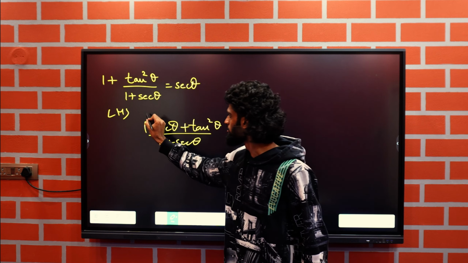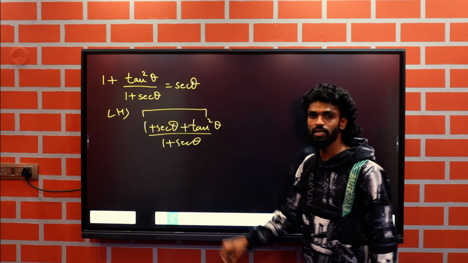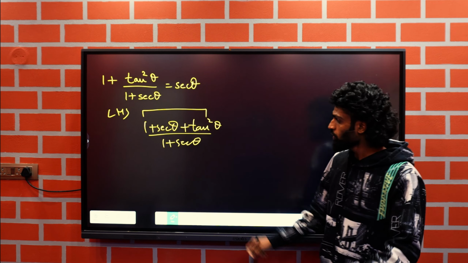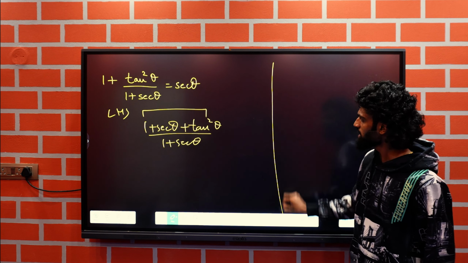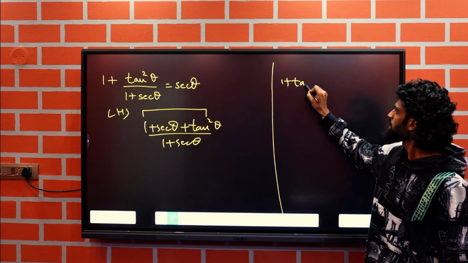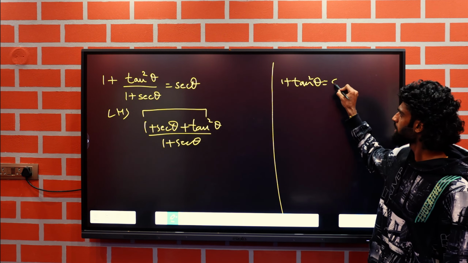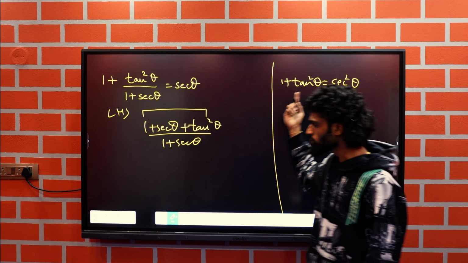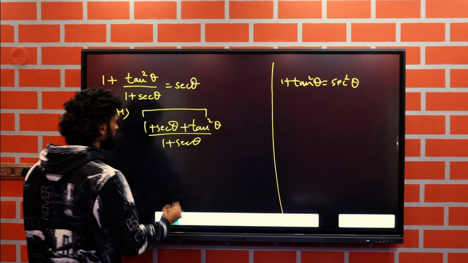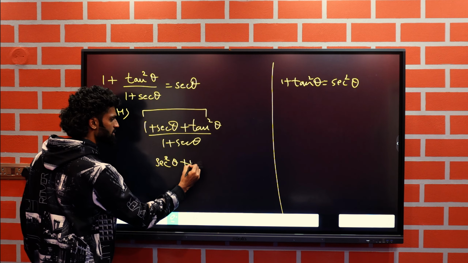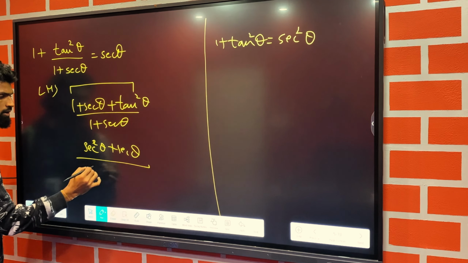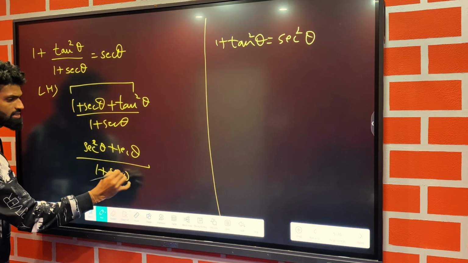Again, think 1 plus tan square theta, I know an identity. I could have done it for 1 plus secant theta also, but it's just that I don't know any identity for it. For 1 plus tan square, I do know one. 1 plus tan square theta according to the identity becomes secant square theta. I use this up and I will figure out something. So this becomes secant square theta plus secant theta. In the denominator, 1 plus secant theta remains as it is.